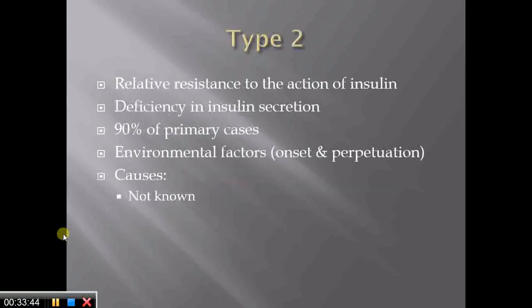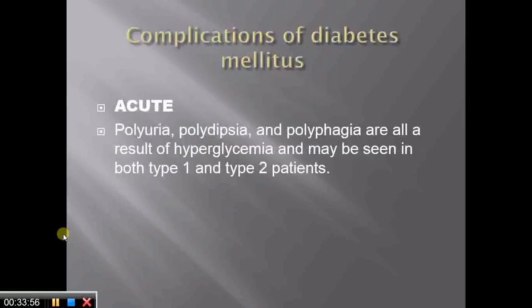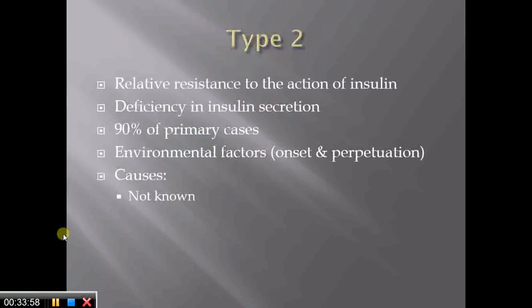Current research suggests that both genetic and environmental factors are responsible for triggering autoimmune destruction. Onset of disease occurs most commonly in children and adolescents, although occasionally the disease may not be present until adulthood. Type 2. Type 2 diabetes mellitus involves a combination of a relative resistance to the action of insulin and a deficiency in its secretion. Type 2 accounts for approximately 90% of primary cases.